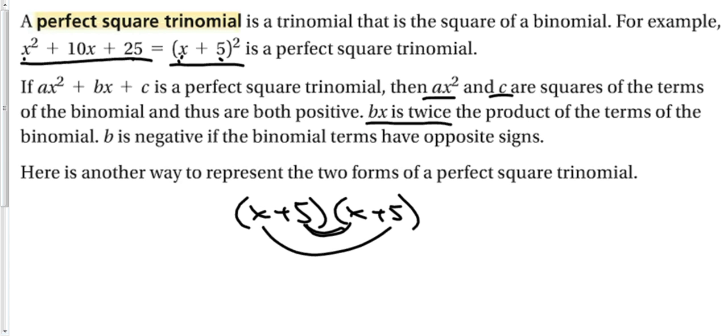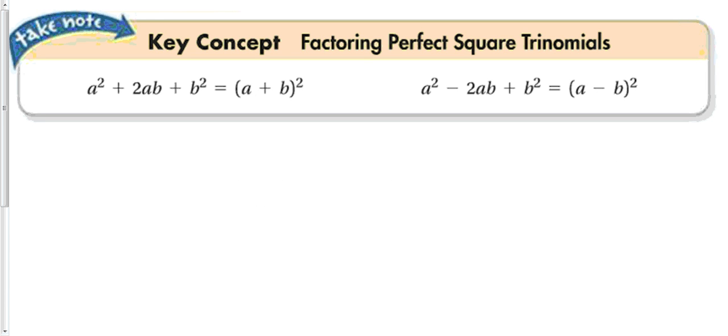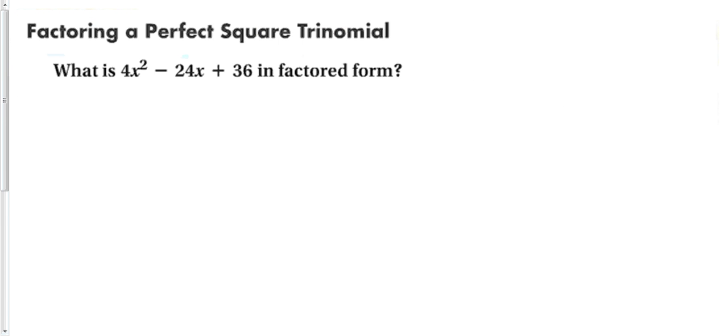So if we look at my two perfect square trinomials, I can see that if I have a positive, I have a plus b squared. If I have a negative, I have a minus b squared. And these are very, very helpful if you can notice whether or not the trinomial is a perfect square trinomial. It will help you factor very, very quickly if it is. Like this problem.